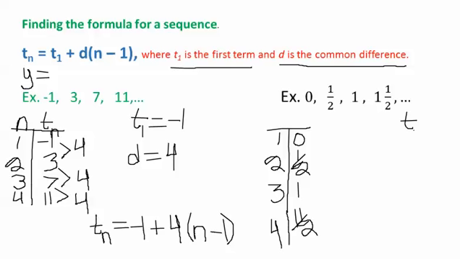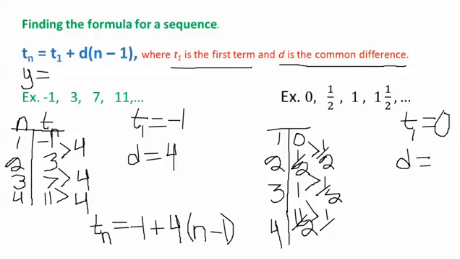My t sub 1 is my first term, which in this case is 0. And I need to find my common difference. The difference between 0 and 1/2 is going to be 1/2. Between 1/2 and 1 is 1/2. And between 1 and 1.5, you guessed it, is 1/2. So our common difference in this sequence is 1/2. And since our numbers are increasing, it's positive.